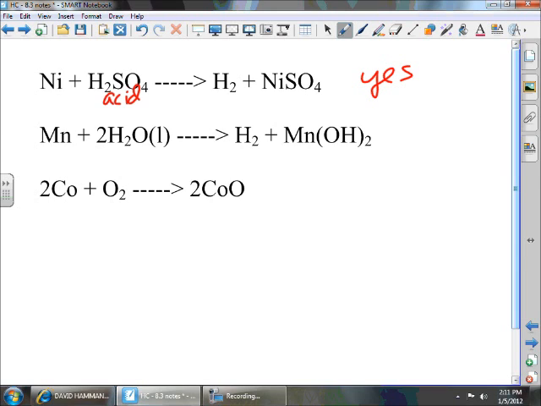We got manganese and liquid H2O. Manganese is in that 2nd section. It only reacts with steam, so we've got a no. And then we've got cobalt and oxygen, which is in the 3rd section. It's a yes because it does react with oxygen. So again, you look at the reaction, you find the metals involved, you read the description, and you determine then what the outcome is.